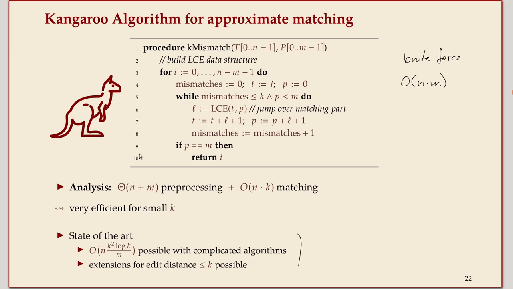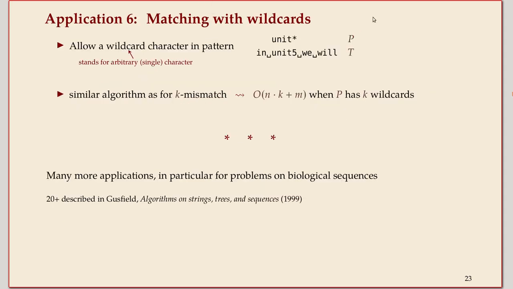So that's the Kangaroo algorithm. That's one application of longest common extensions. You can slightly twist this to do something very similar but slightly different: matching with wildcards. That's the situation where your pattern is not a given fixed string, but you allow a certain position to take any value. So it's a specific type of wildcard in this sense.